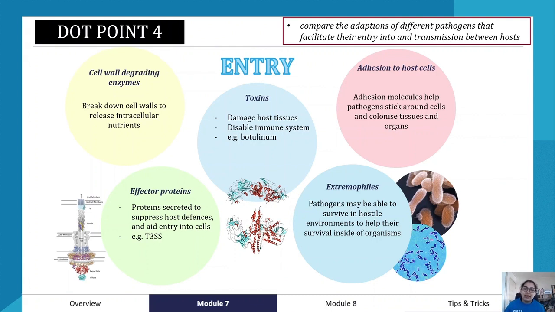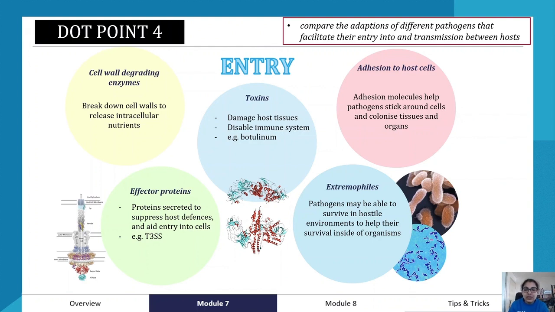Now let's have a look at the adaptations of different pathogens that facilitate the entry into and transmission between hosts. So, entry. How do different pathogens actually enter the host? Firstly, we've got cell wall degrading enzymes, and as the name suggests, these enzymes break down the cell wall to release intracellular nutrients and make their way into the cell.